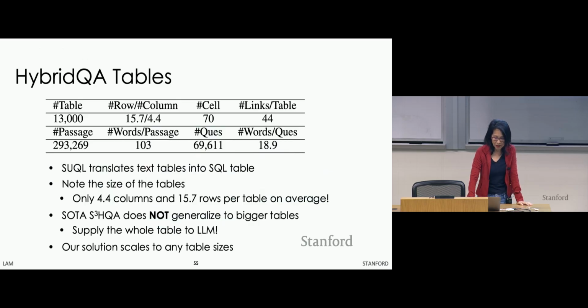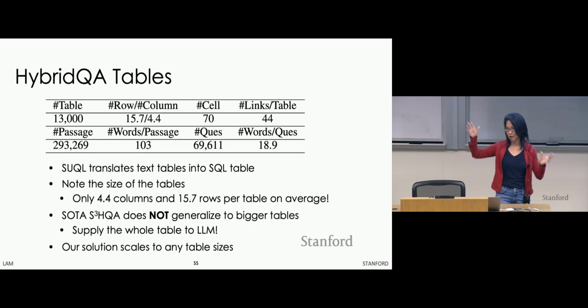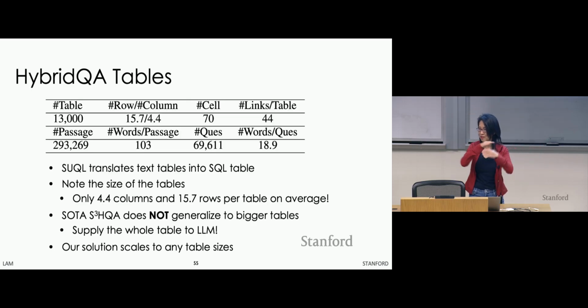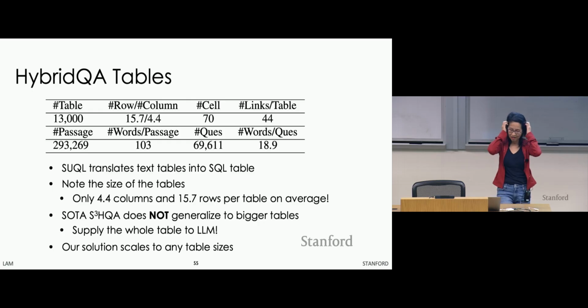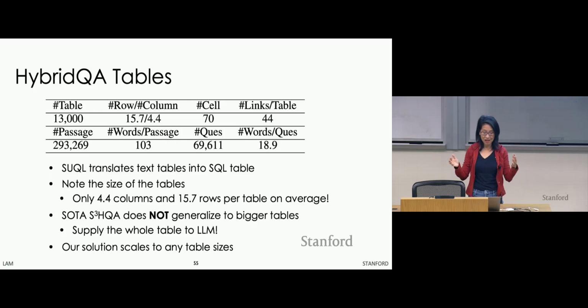So let's go back to the data set. It turns out that these tables are all coming from Wikipedia. They are not very long tables. And for SUQL, before we go through the semantic parser, we take these tables and turn them into SQL tables, so that we can use SQL operators on them. The tables are, on average, just 4.4 columns and 16 rows.